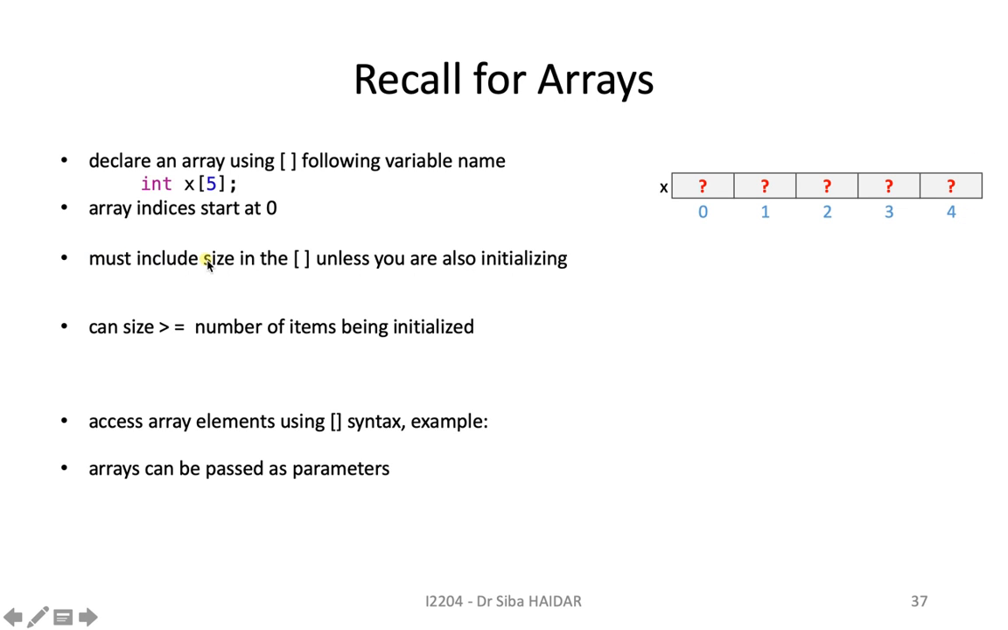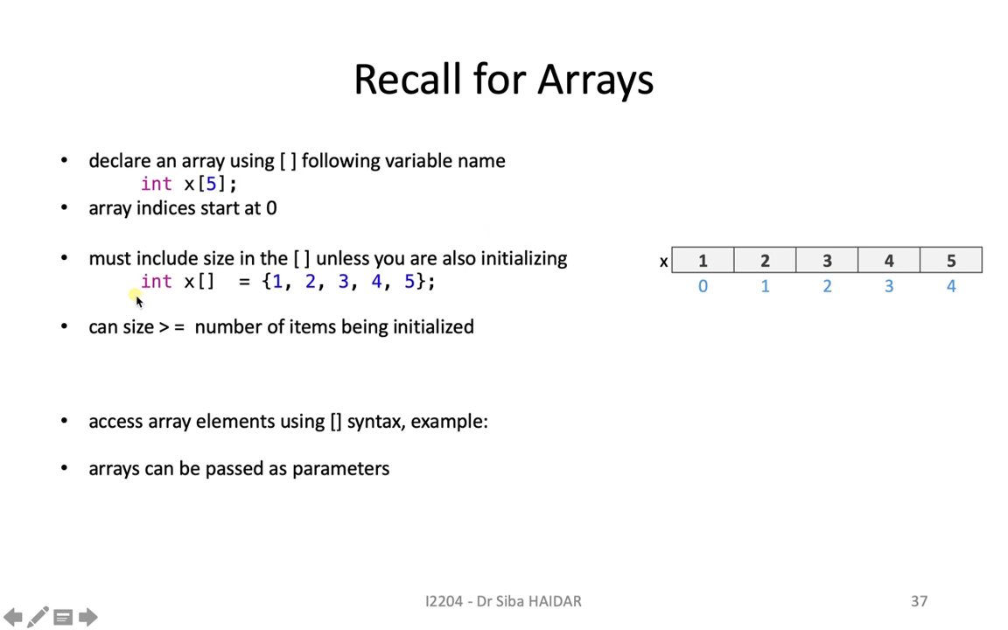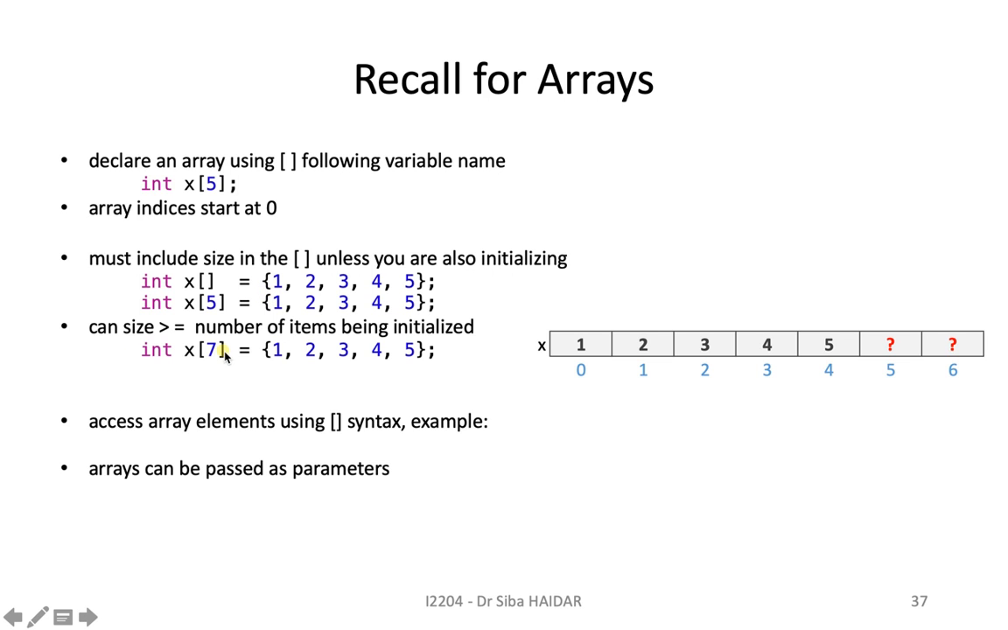You must include the size inside the square brackets unless you are also initializing the array. Also, you can provide the size and provide the initialization value. And note here that this equal, curly braces and element list, comma separated, is only valid for declaration, and the size can be greater or equal to the number of items. I can declare an array of 7 elements and I give the initial value of the first 5. So the remaining elements remain uninitialized.